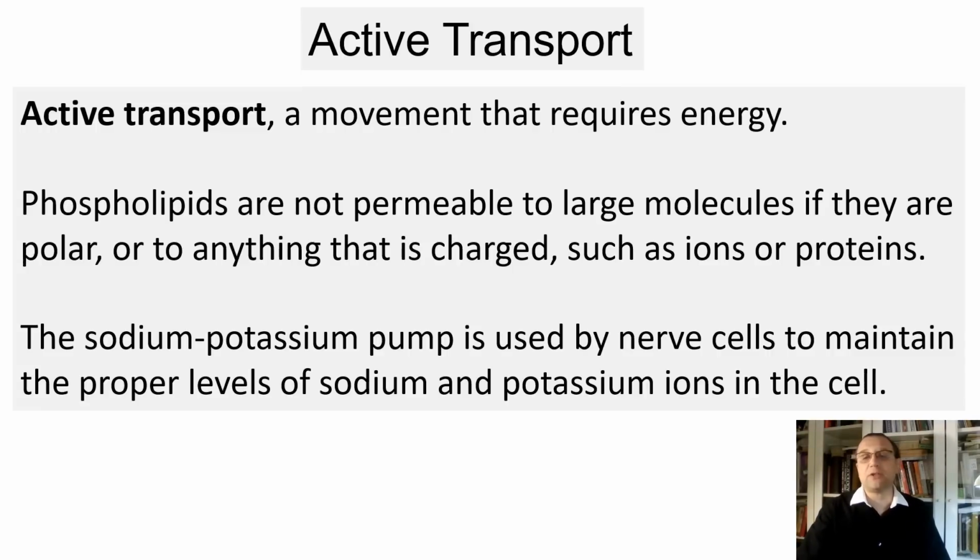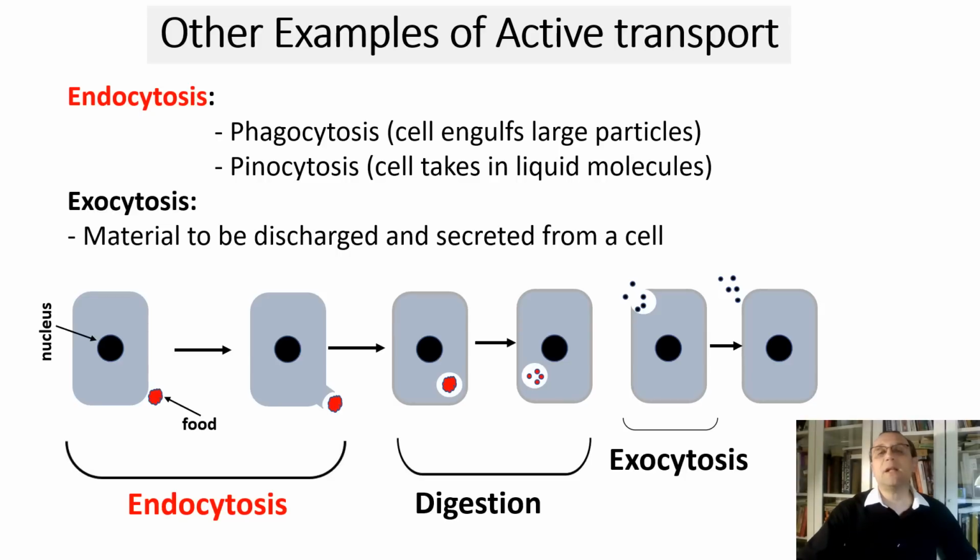The sodium-potassium pump is used by nerve cells to maintain the proper levels of sodium and potassium ions in the cell. The pump transports sodium and potassium ions across the cell membrane in such a way that homeostasis is not reached. This allows electrical charges to be created across the cell membranes that enables the impulse to move along the nerve cell. Cells are also able to bring in and excrete molecules that are too large to pass through the opening of the cell membrane.